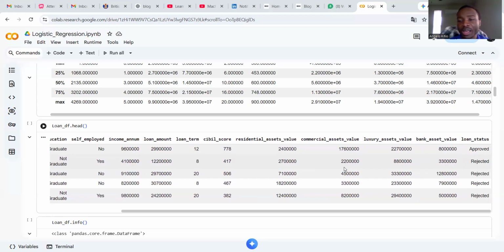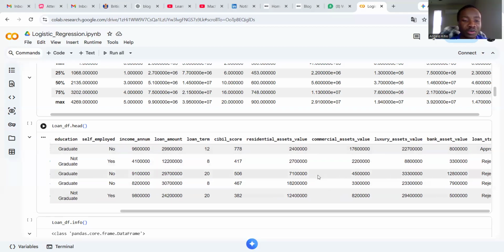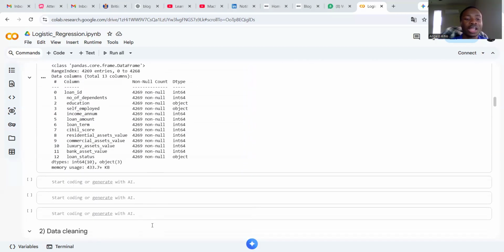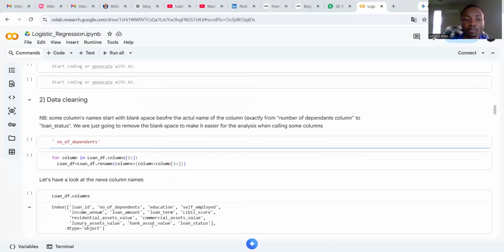So that's something like that. And then we have a lot more other attributes here. And then in the end, we have this loan status, which is approved or rejected, which is actually the target variable here. So once we have an overview of what the data looks like, we pretty much do the same process as the linear regression, and then we start cleaning the data.